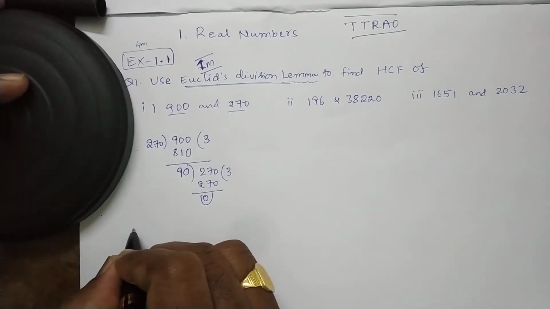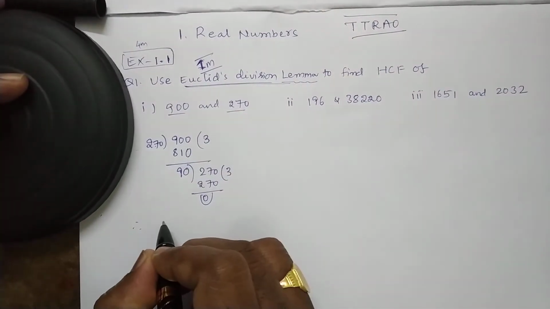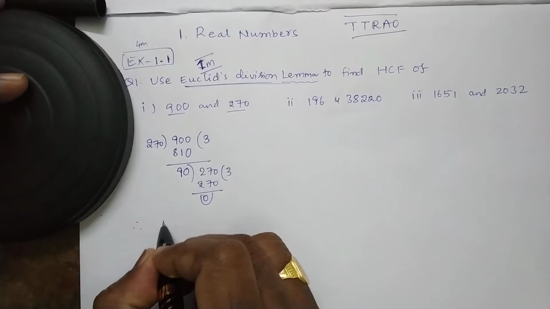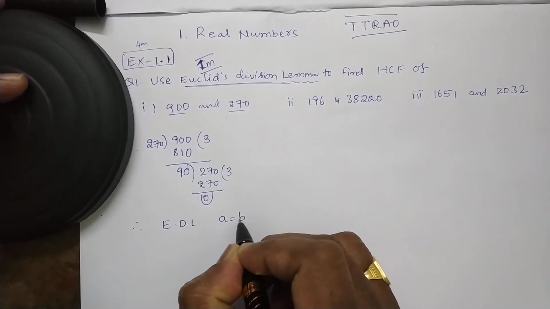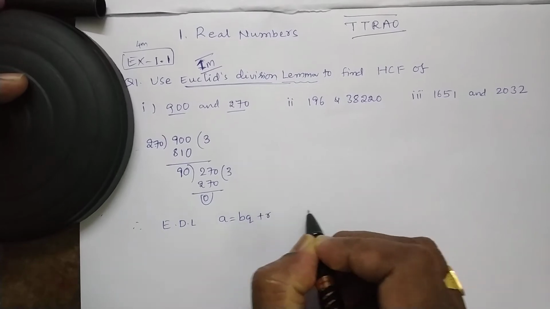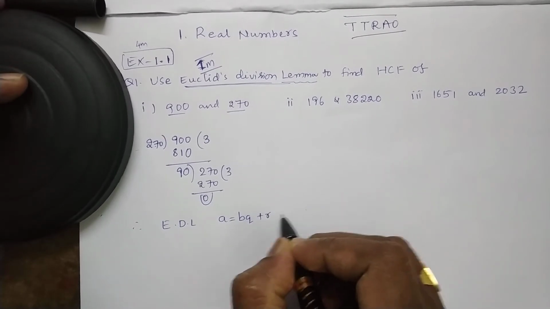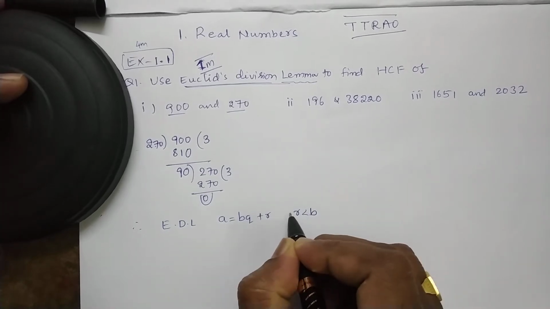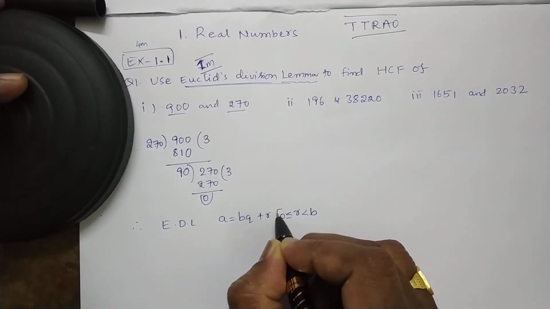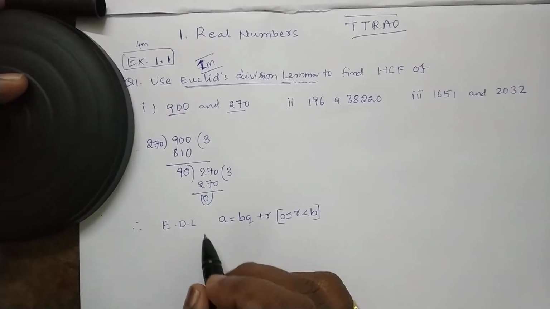Then you have to write according to the Euclid division lemma format. What is Euclid's division lemma? A is equal to BQ plus R, where the remainder R is always less than the divisor B, and always greater than or equal to 0. This is called Euclid's division lemma.